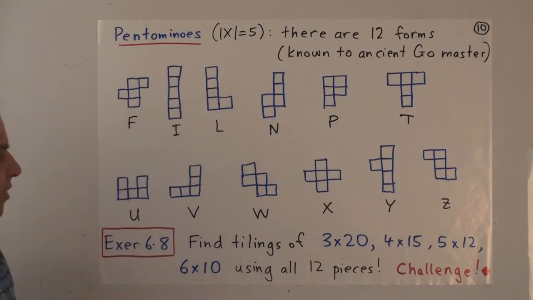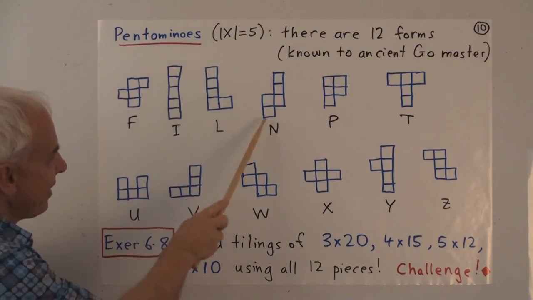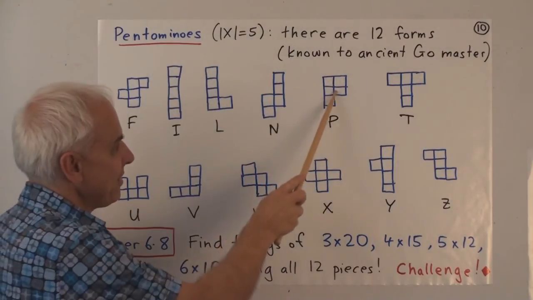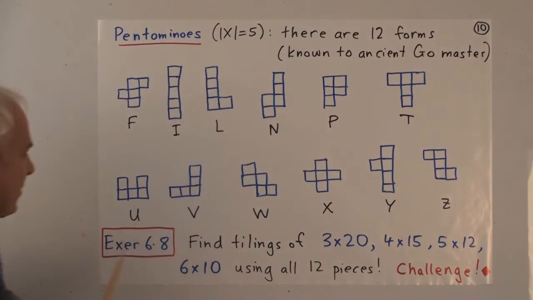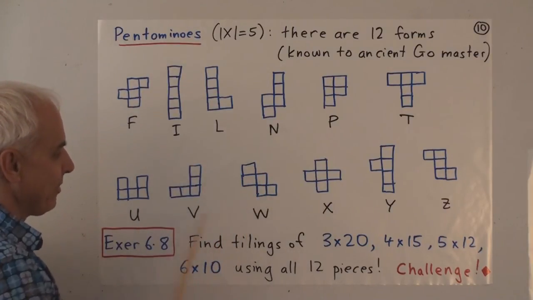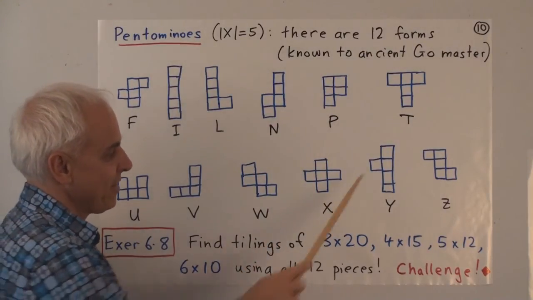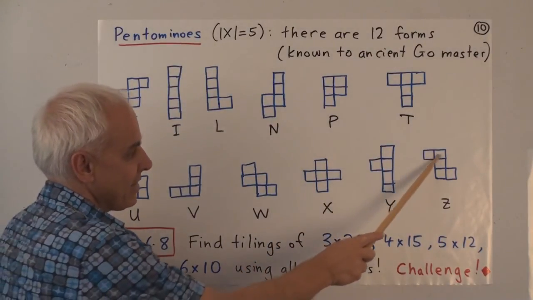So here are all 12 pentominoes, and they have names that correspond to how they look. There's an F, an I, an L, an N, a P, a T, U, V, which would look more like a V if we tilted it. W, again, it'd look more like a W if we tilted it. X, same. Y, and Z.